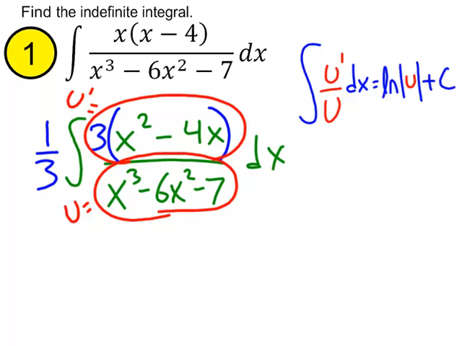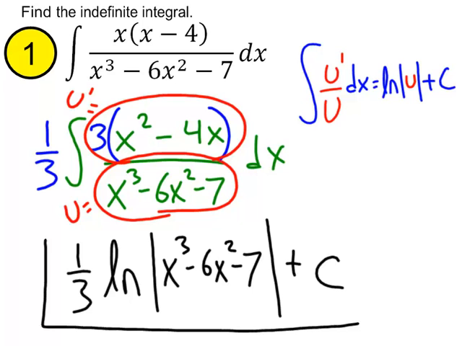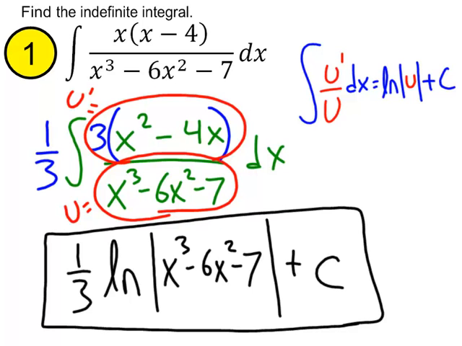So now when we integrate, we know we'll get ln of absolute value of that denominator, x cubed minus 6x squared minus 7. This 1/3 will come along for the ride. And of course, we need a plus c. And that would be our final answer.